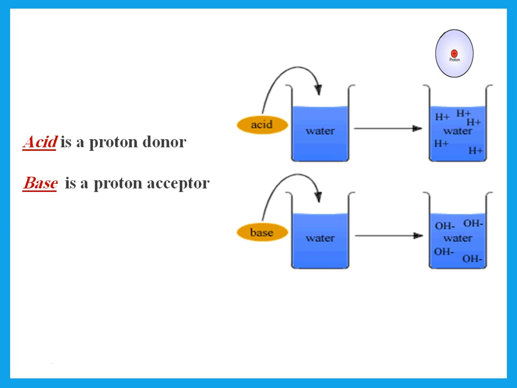A base is a proton acceptor. This is because a base is usually something that has oxide or hydroxide. So when it dissolves in water, it forms hydroxide ions. The hydroxide ions take H plus to form water. They react with the H plus to form water. So a base is a proton acceptor.